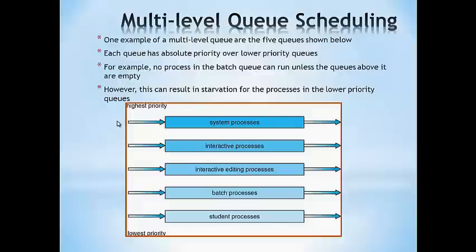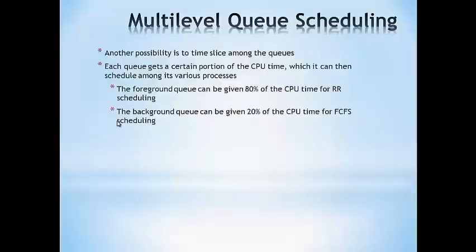So there is an idea to remove the starvation. It's time slicing. In time slicing, we assign a certain portion of CPU time to different queues based on some properties. So every queue must get CPU time to schedule its processes. For example, the foreground queue can be given 80% of CPU time for round robin, and the background queue can be given 20% of CPU time for FCFS.